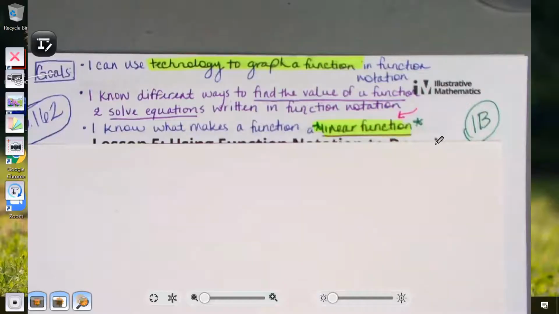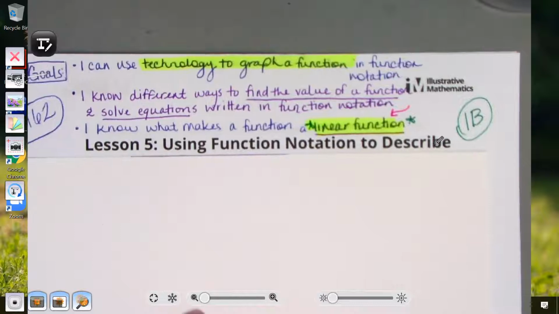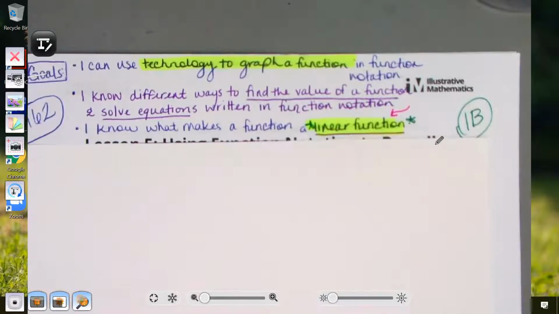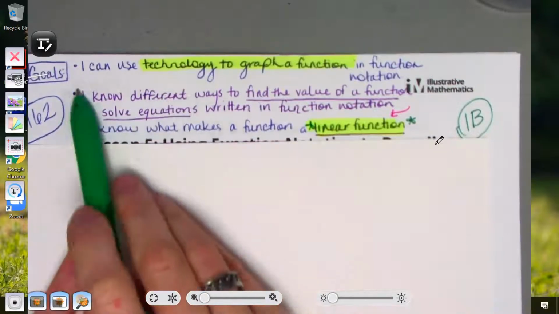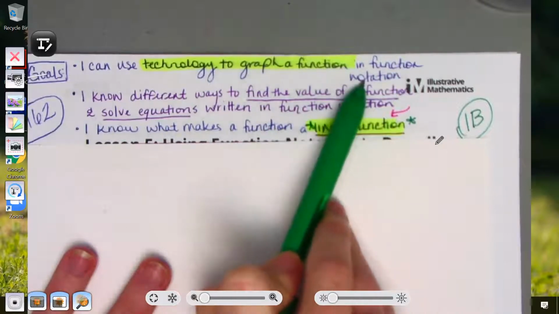So this is lesson 5, function notation, using function notation to describe rules, part 2. So this is part 2 from lesson 4. All right. So the only new thing in this lesson is we're going to be learning how to use technology to graph functions in function notation.